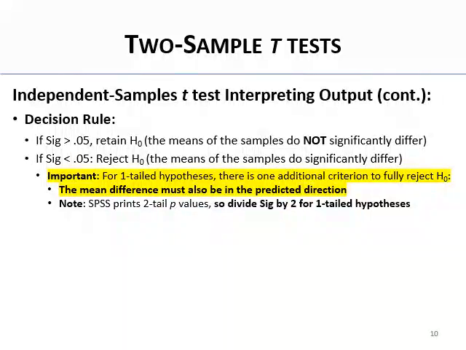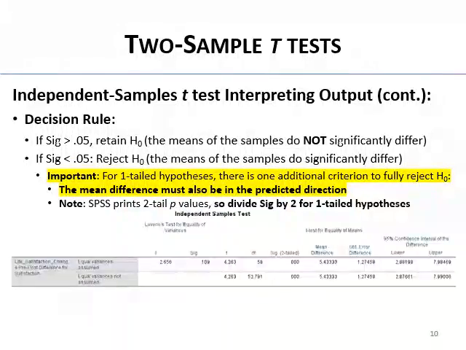So SPSS only prints two-tailed p-values, kind of like for one sample t, so it's not hard to get a one-tailed p-value. You just divide sig by 2. That's all you got to do. So particularly when it's 0, 0, 0, it's really easy. But you just divide the sig value they give you by 2 if you have a one-tailed hypothesis to get the correct sig value.